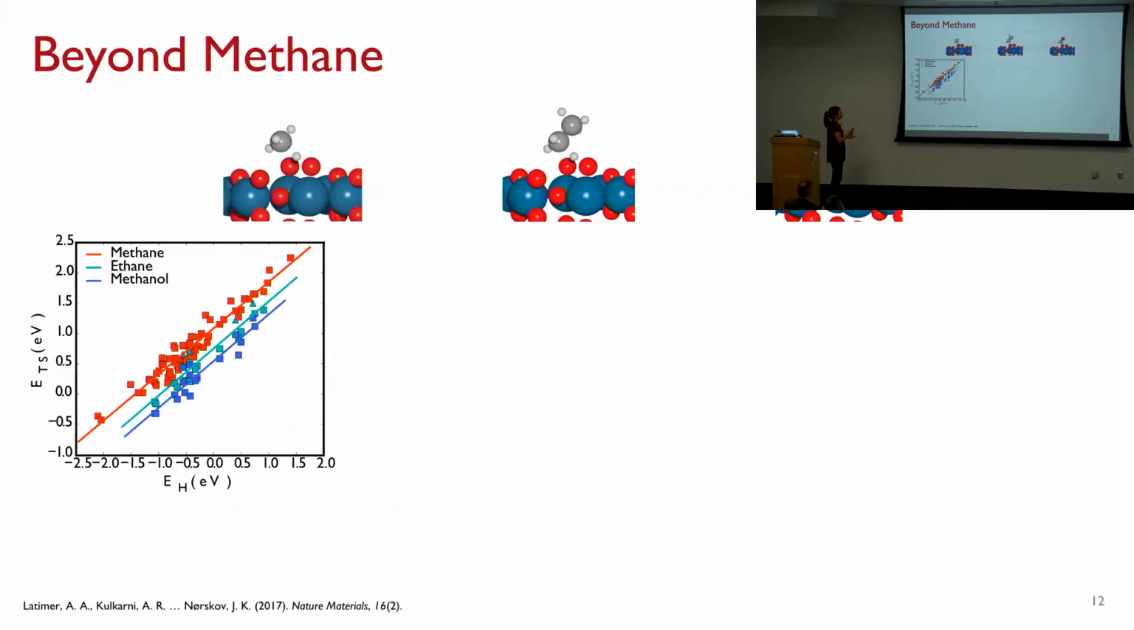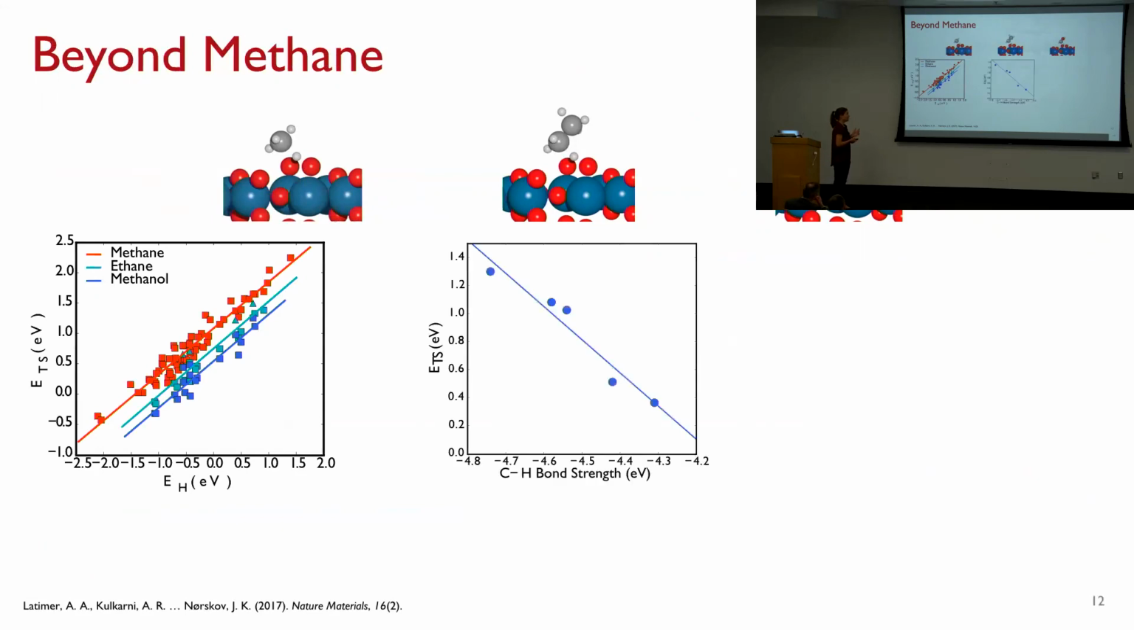Now we see that for ethane and methanol, we get the same slope of the scaling relationship for transition state energy as a function of hydrogen abstraction, except the intercept of the scaling has been shifted. How has the intercept been shifted exactly? Well, it turns out that it's shifted just based on the CH bond strength of the reactant. So now this is looking at a single catalyst active site and varying the reactant that's being activated. Three of these points are methane, ethane, and methanol. And we see that now the transition state scales linearly as a function of the CH bond strength.